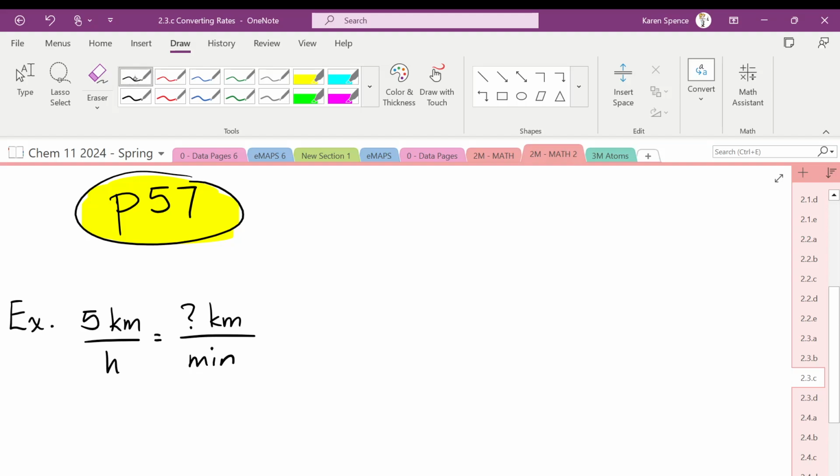Okay. We have 5 kilometers per hour is equal to we don't know how many kilometers per minute. This is unusual, yes? Because we have stuff on the top and stuff on the bottom. So what we need to do is we still need to say at the start, I have kilometers, 5 kilometers per hour. At the end, I want to have kilometers per minute.